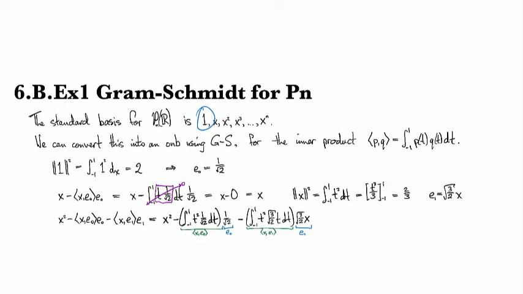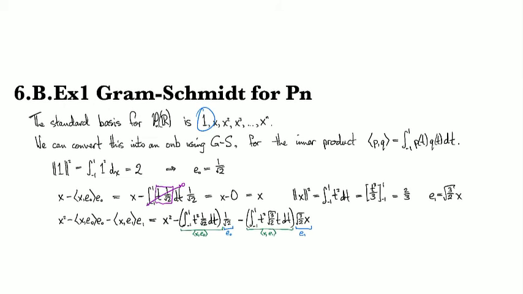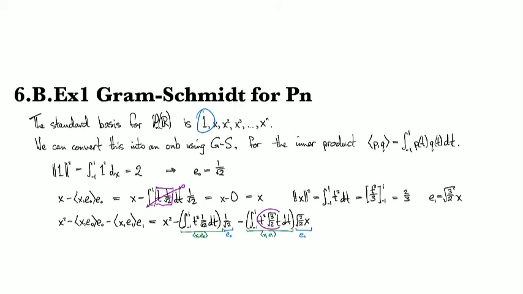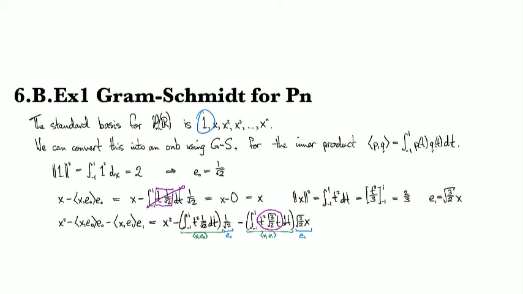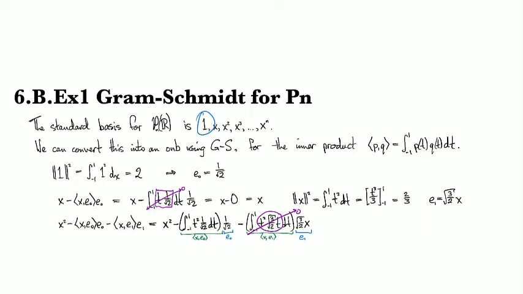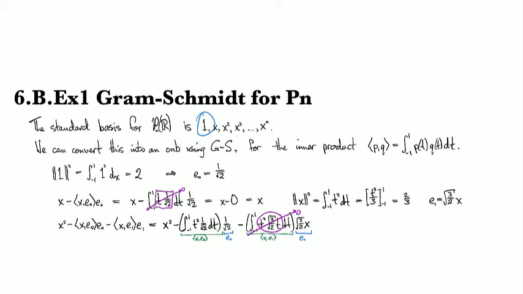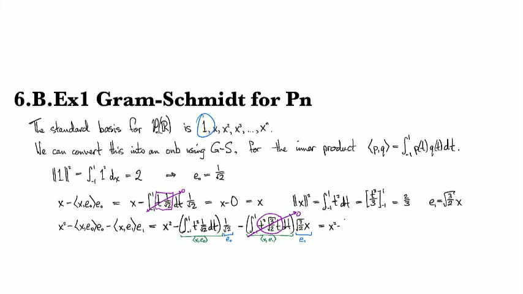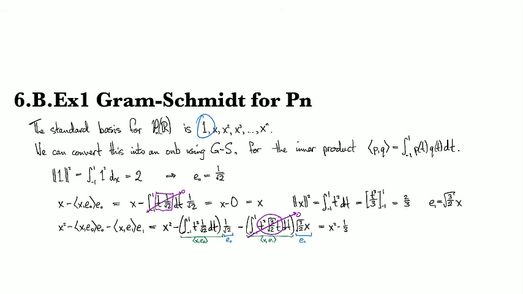So the combination of these here is going to be a t cubed, which is odd. So that whole thing is going to vanish, and I've just got that first part. So this is going to end up giving me x squared minus 1/3.